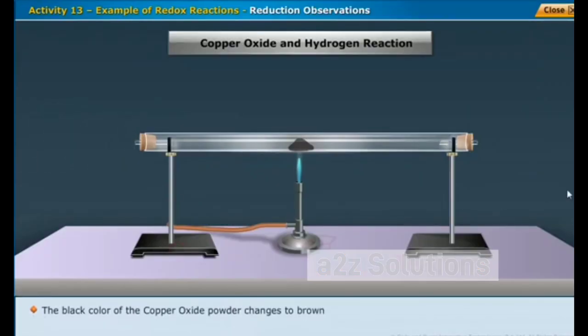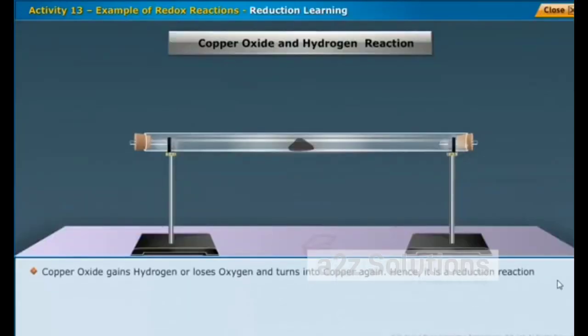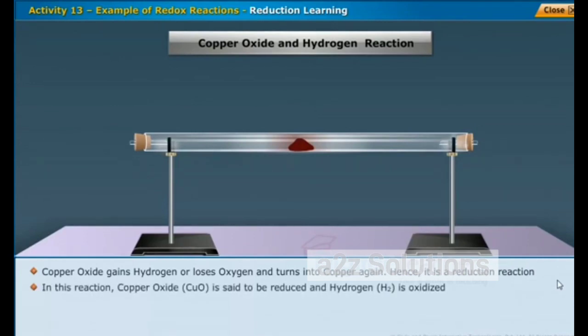The black color of the copper oxide powder changes to brown. Copper oxide gains hydrogen or loses oxygen and turns into copper again. Hence, it is a reduction reaction. In this reaction, copper oxide is said to be reduced and hydrogen is oxidized. Together, the oxidation and reduction reactions form redox reactions.